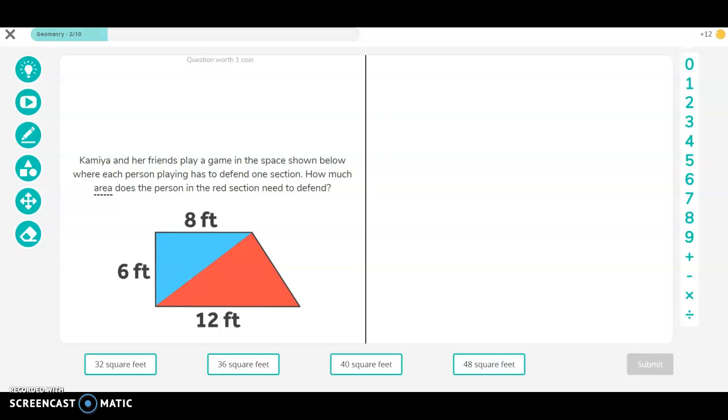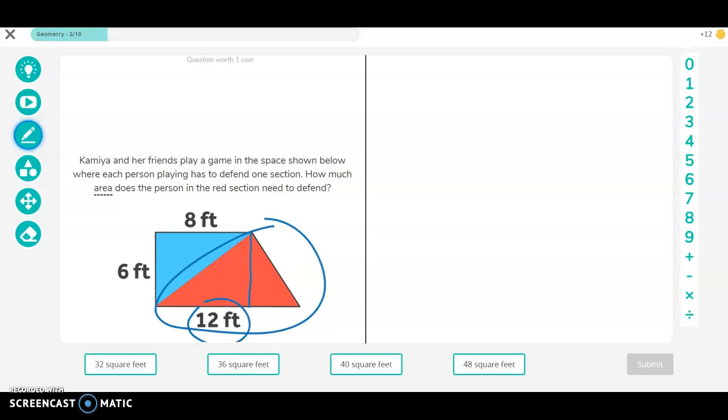Alright, Kamaya and her friends play a game in the space shown below. Each person has to defend a section. How much area does the person in red need to defend? So we're trying to solve for the red triangle. We know the base is 12 because that's down here, that's the bottom. But now we need to figure out what the height is.